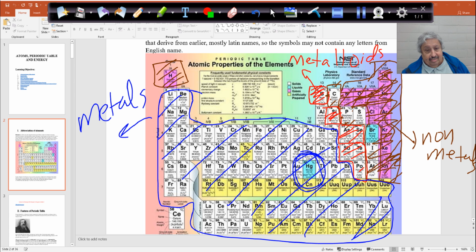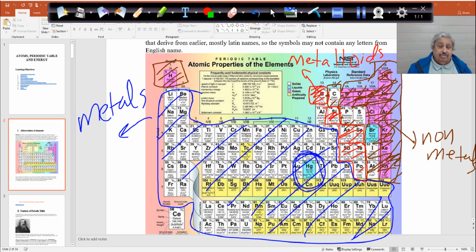So mostly it is metals. Very, very few, about seven maybe, are metalloids, and the rest is nonmetals. There are liquid nonmetals, like bromine. Some of them are solids, like phosphorus, sulfur, carbon, and the majority are gases. The metals are mostly solids. Mercury is an exception to the rule.